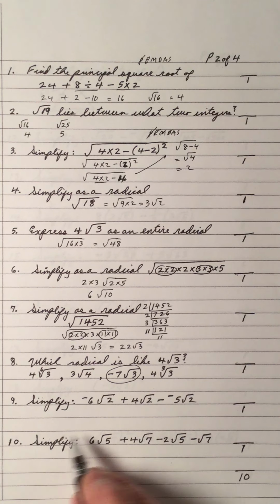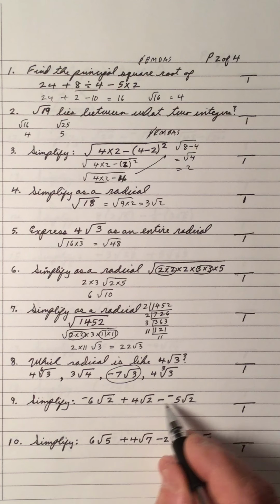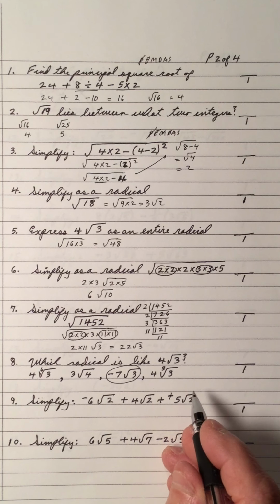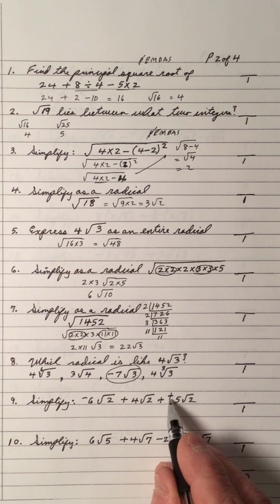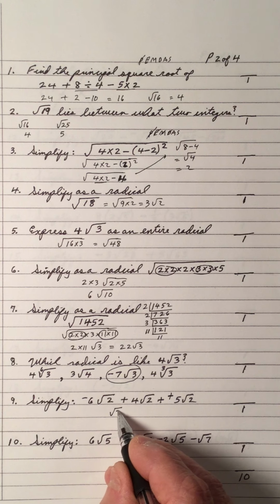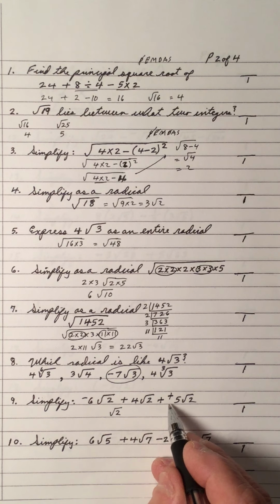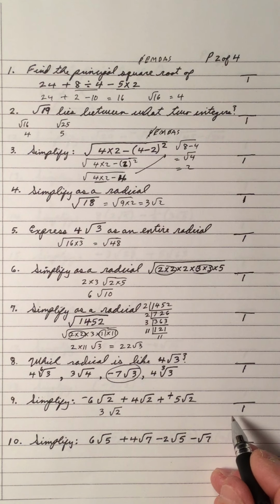Give yourself a mark. Now, I want to simplify this, and I look through, and I see all 2s, but I see double negatives. The first thing I do is make my double negatives positive. Now, they're all like radicals, so they're all going to become a root 2. So -6 plus 4 is -2. -2 plus 5 is 3. So there's a 3 root 2.